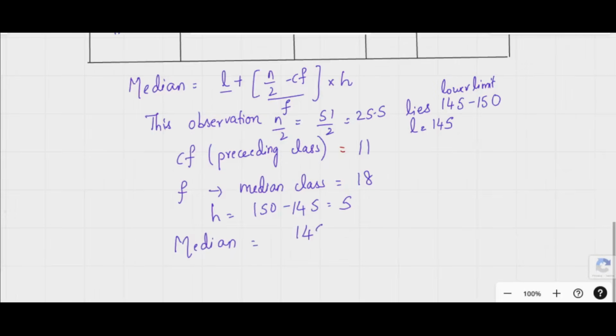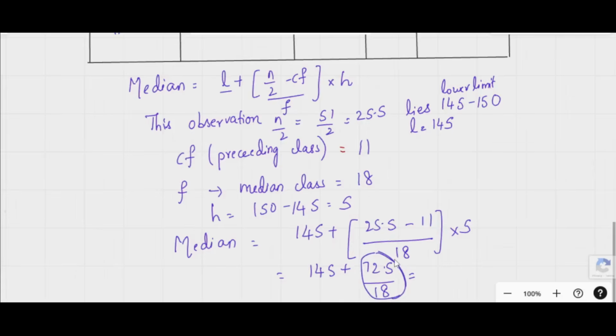Okay, done. Now let us substitute in the median. The lower limit is 145 plus n by 2, which is 25.5, minus the cumulative frequency 11, divided by f which is 18, into 5. That is equal to 145 plus 72.5 divided by 18. Do this division, you will get a number, and when you add it you will get 149.03 centimeters.